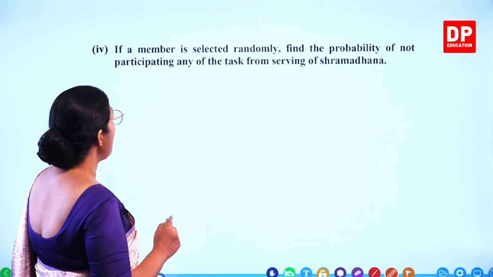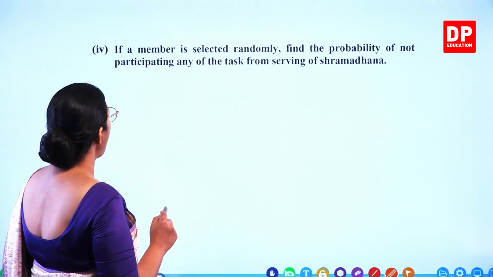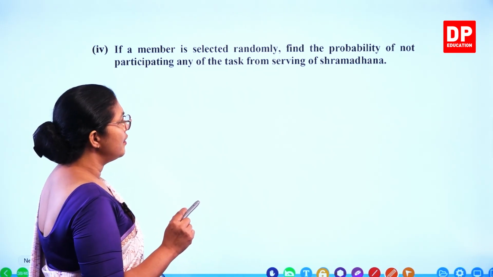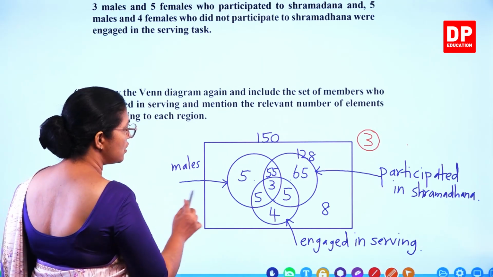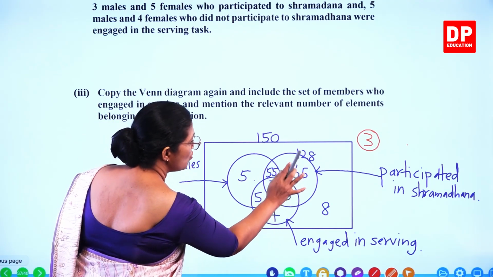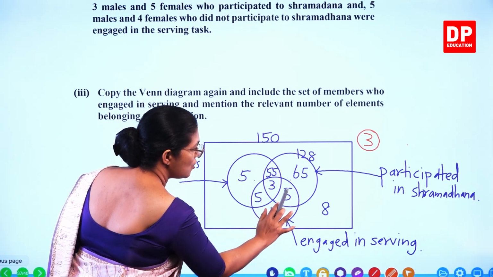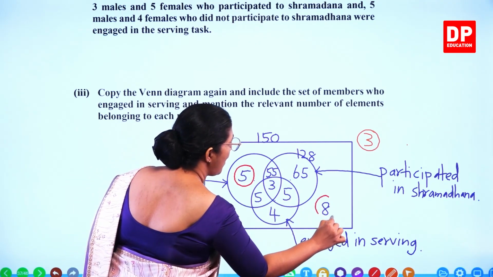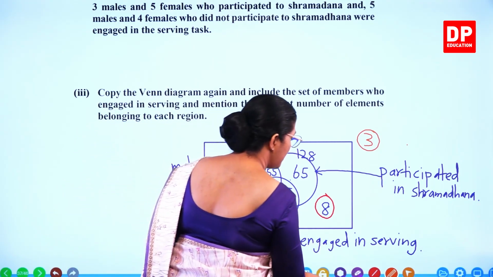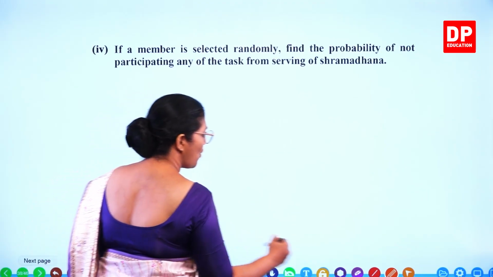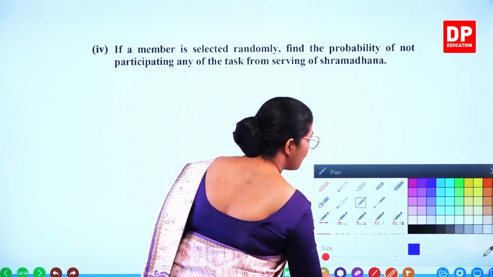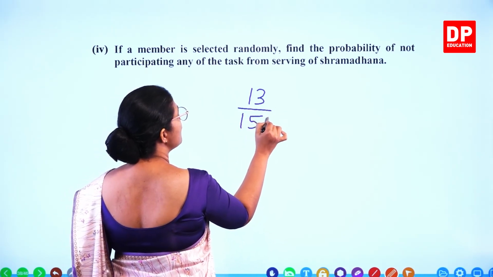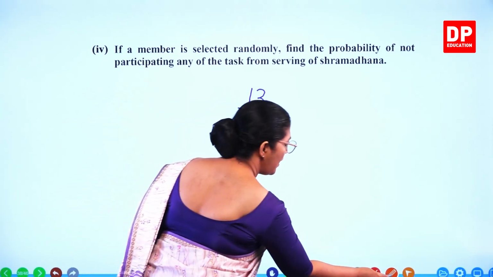Now they're asking, if a member is selected randomly, find the probability of not participating in any of the tasks, serving or Shramadana. So that means you have to find out the region outside these 2 circles. This is Shramadana and this is engaging in serving, not both. So what are those? 8 and 5. 8 and 5, that means 13. So what's the probability of this? 13 out of 150. You can't simplify.